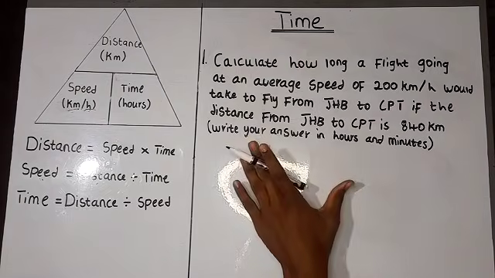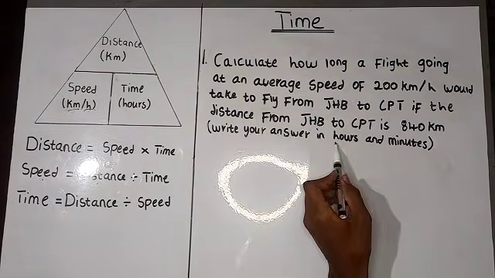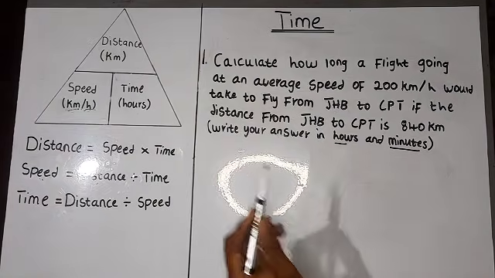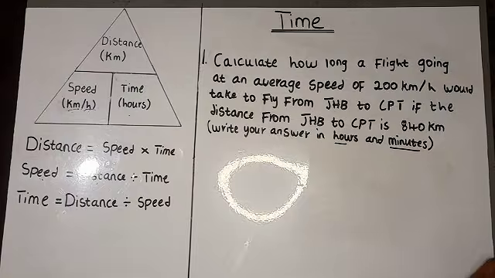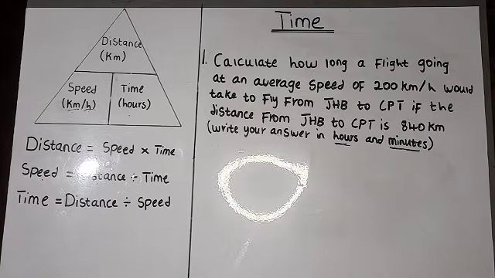So we've been given a criteria here. The criteria says that our answer should be written in hours and minutes. It shouldn't just be in hours. I know that I told you that your time should always be in hours, but here they told us that we have to write it in hours and minutes. So this is how we're going to do it.